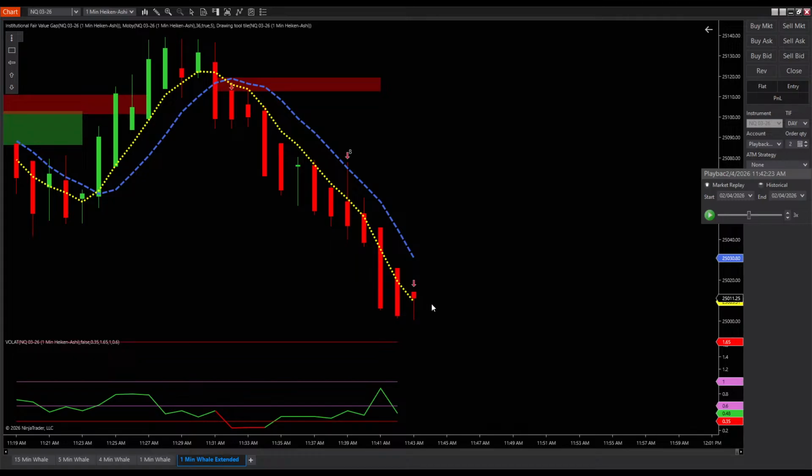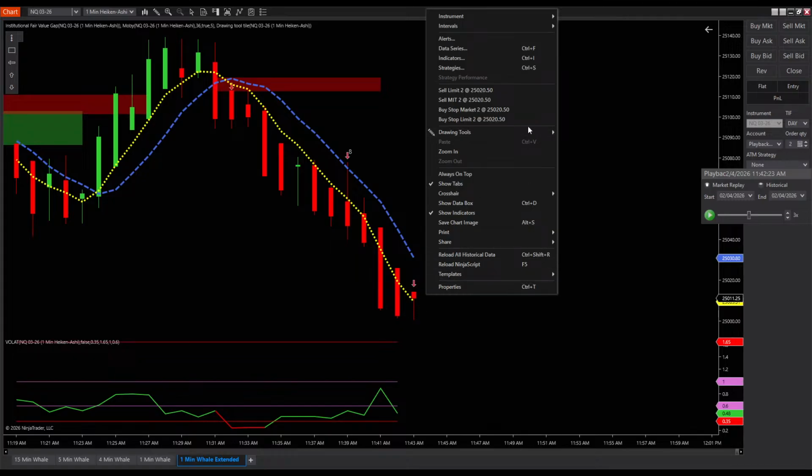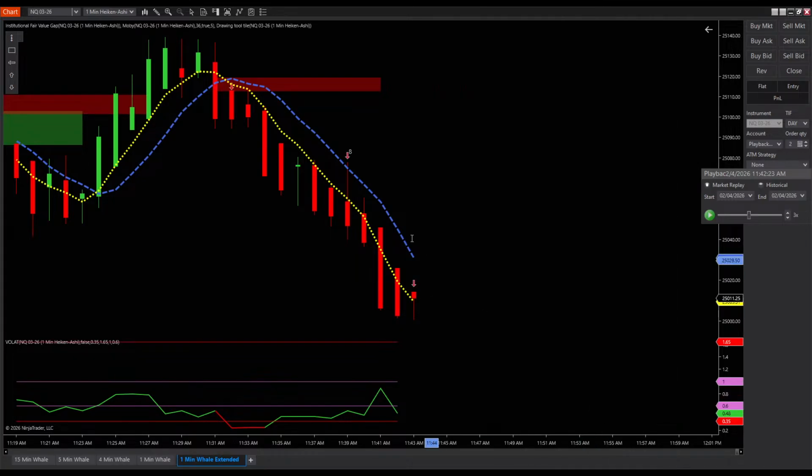This is the 10th, 11th, this is the 12th bar right here. So the question is, are you late to the trade? Are you chasing at this point?